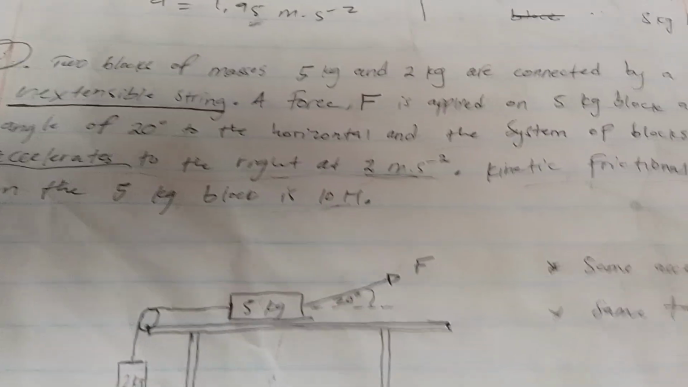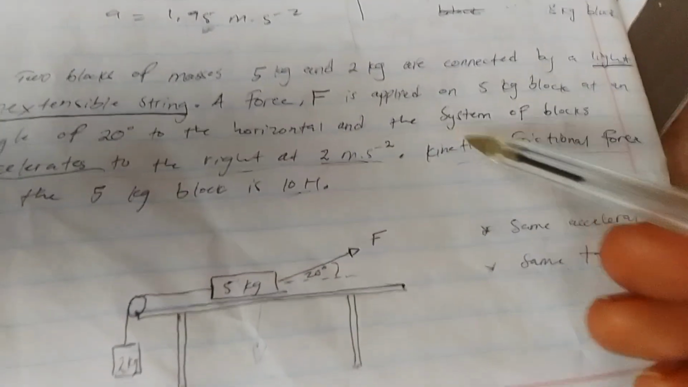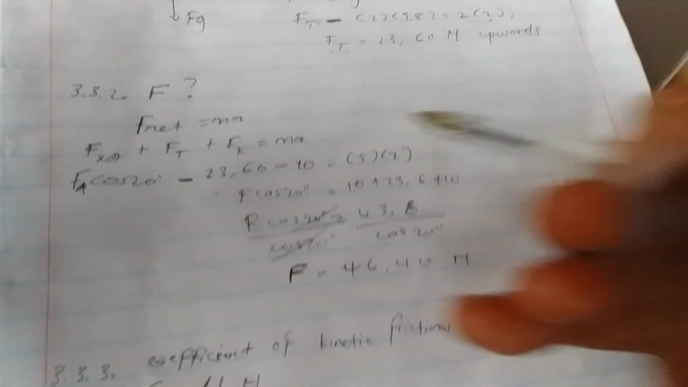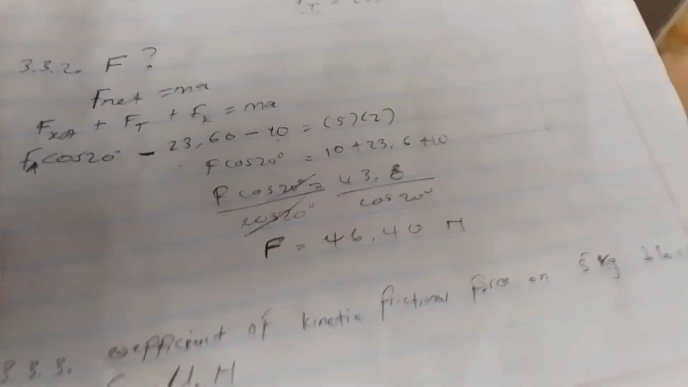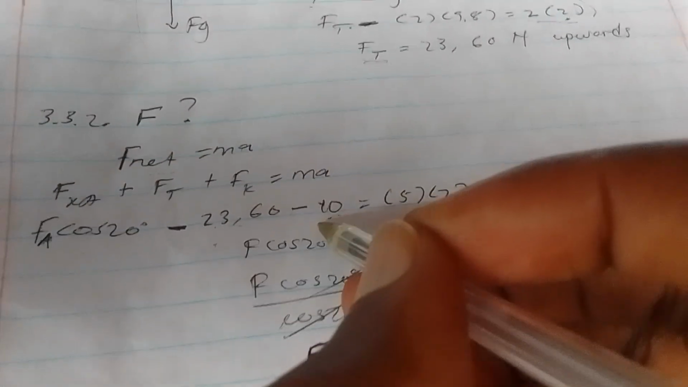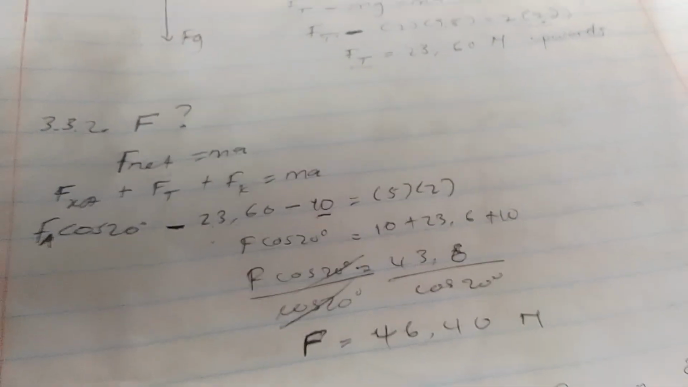Negative 23.60. So Fk, kinetic frictional force, don't forget that it is given, guys. The kinetic frictional force on the 5 kg block is 10 newtons. Don't forget that. It is given, but it is opposing our motion. Always, the frictional forces oppose the motion. So it is negative 10, no longer plus, it's negative 10.